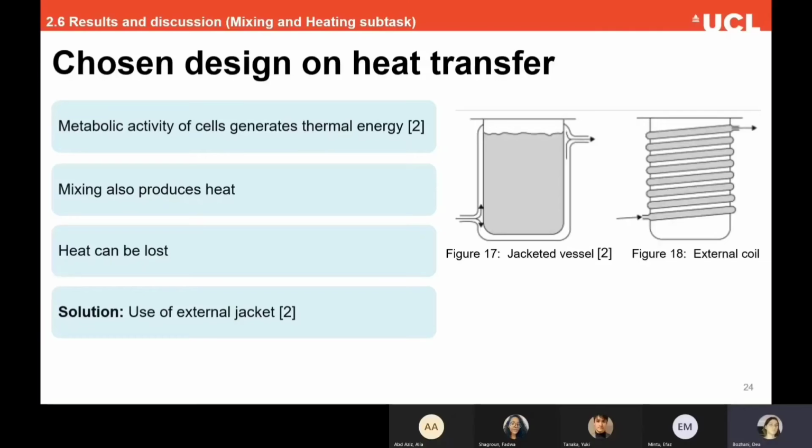This is a better alternative to the use of internal structures for heat transfer because internal structures can interfere with the mixing inside the bioreactor, and a broken piece of the internal structure can contaminate the solution or even cause permanent damage to the bioreactor.